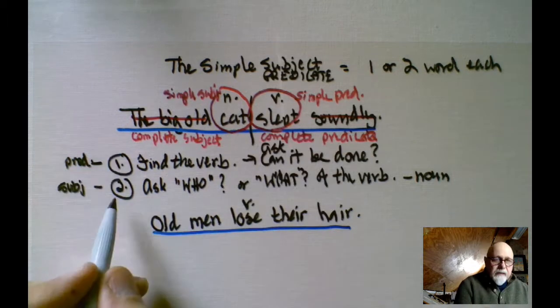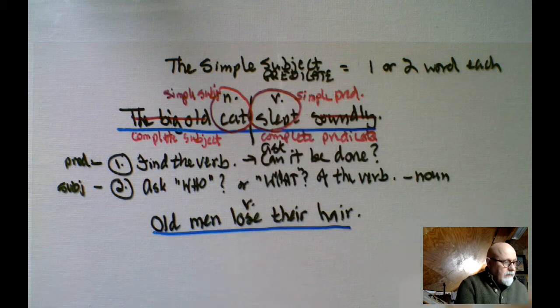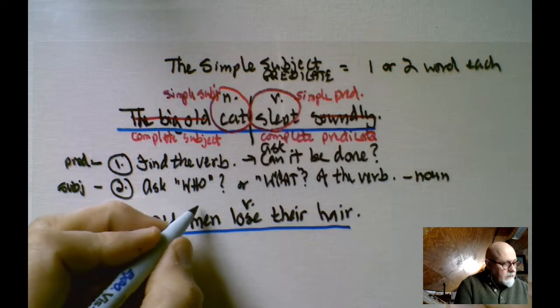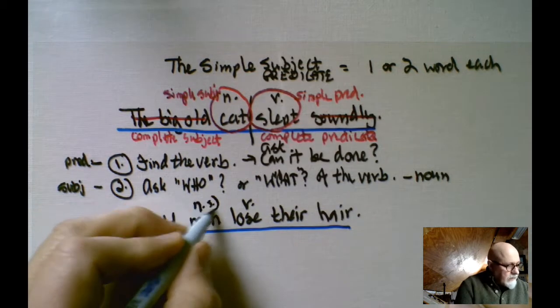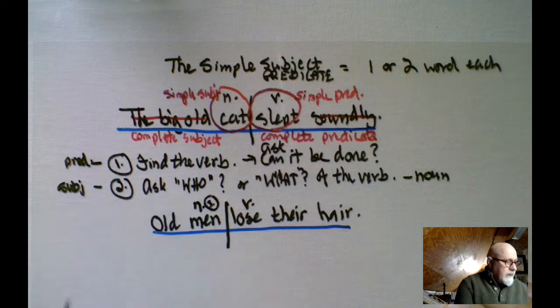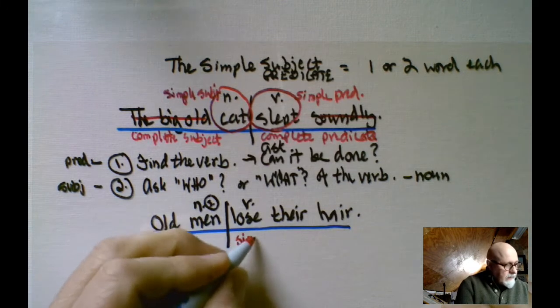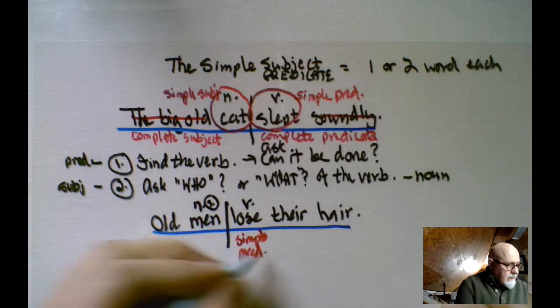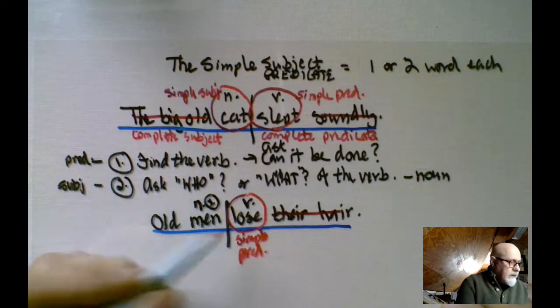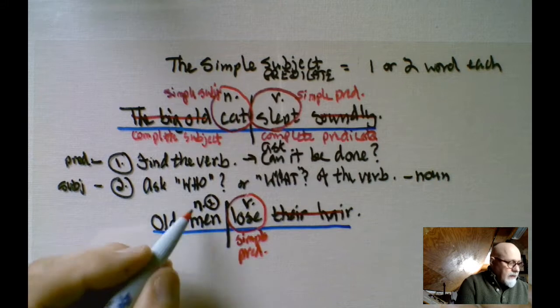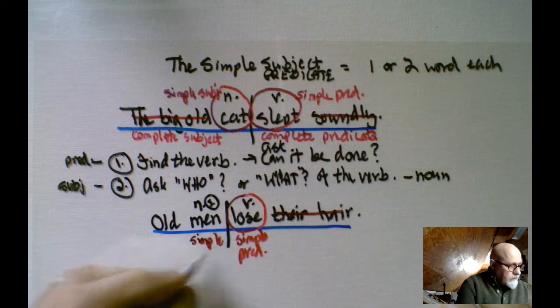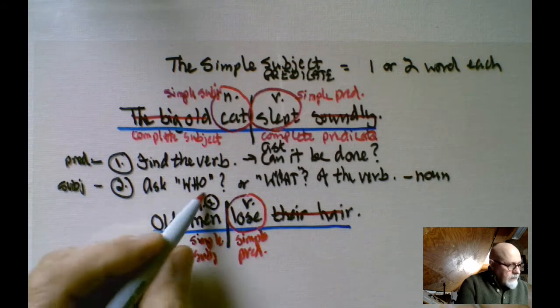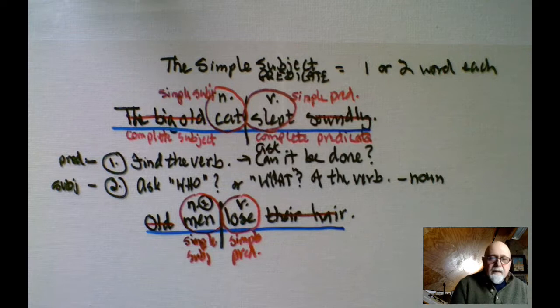That's the verb. Then the second thing I do is ask who or what of the verb. And I'll say, okay, who loses? It's going to be the men who lose. So that's going to be the noun, and that's also the subject. So I'm going to draw the line here, and I'm going to say, okay, I've got the simple predicate right here. I don't need those words. And I know that the subject of lose is men, and that's the simple subject. And I don't need old. I just need that.